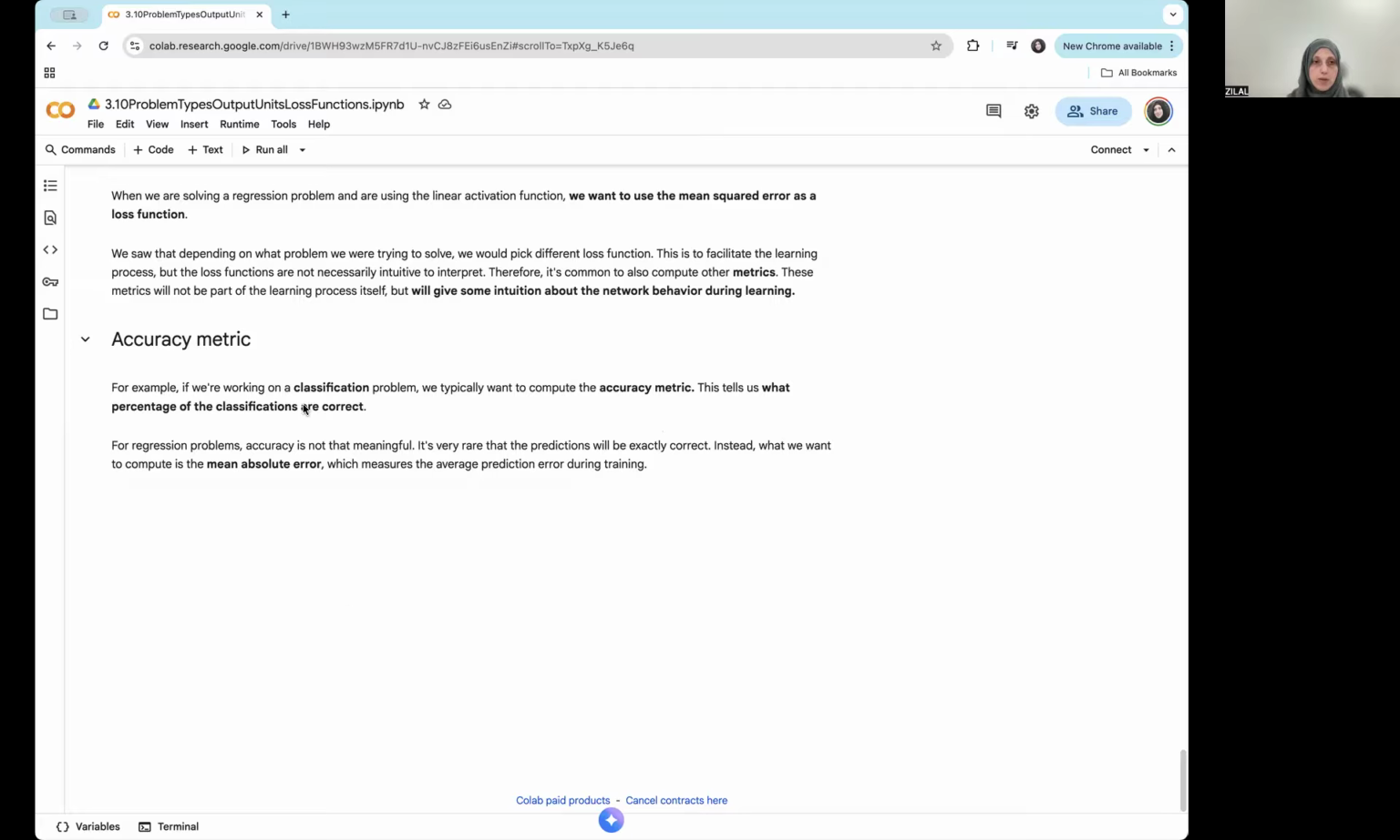If we are working with a classification problem, we typically compute the accuracy metric, which tells us what percentage of the classifications are correct. For regression problems, accuracy is not that meaningful because it's very rare that the predictions will be exactly correct. Instead, what we want to compute is the mean absolute error, which measures the average prediction error during training.